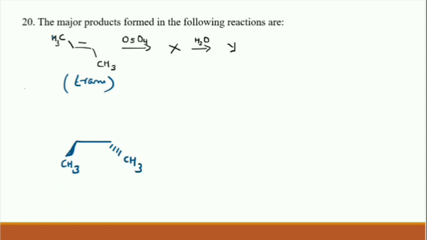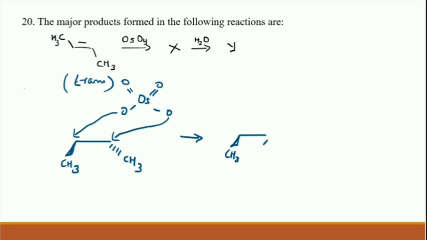So you are adding osmium tetroxide to this alkene. Osmium tetroxide is like this: Os double bond O, Os double bond O, O and O. You have to add this O here and this O here. The double bond breaks down, so you will get this: CH3 above the plane, CH3 below the plane, and here O and O, then osmium double bond O, double bond O. So it is added. This compound is X.